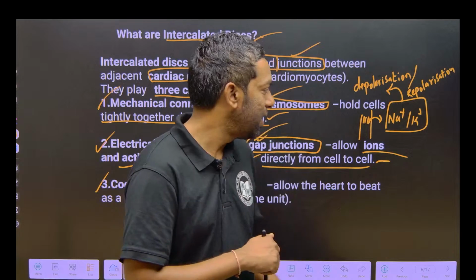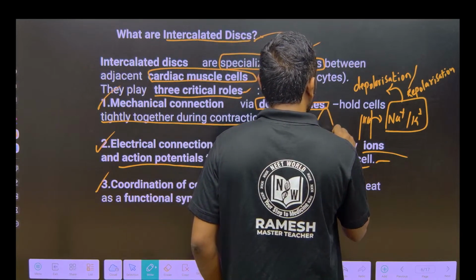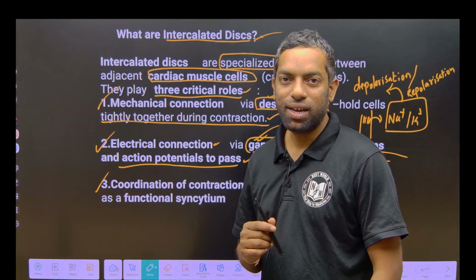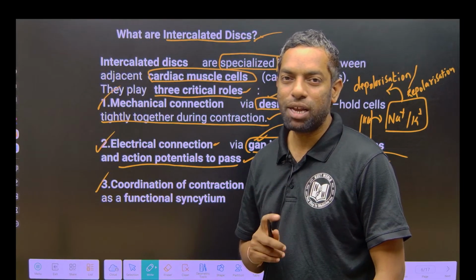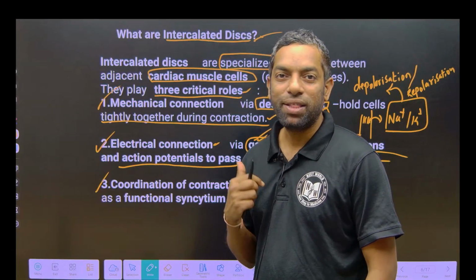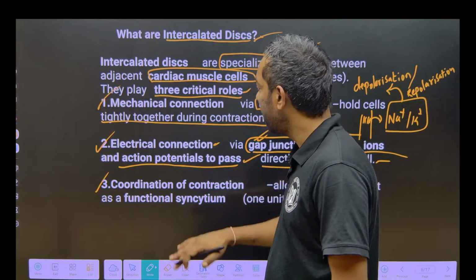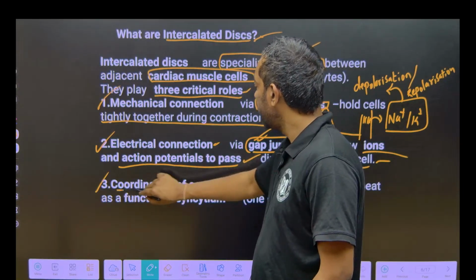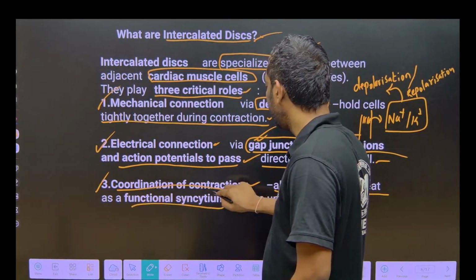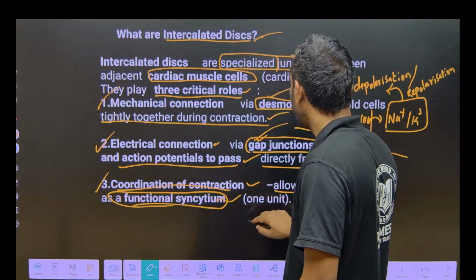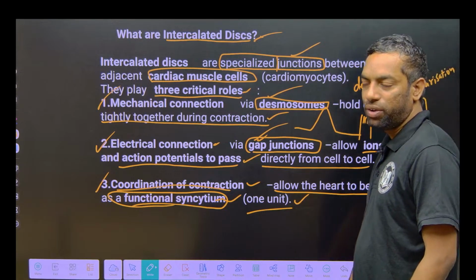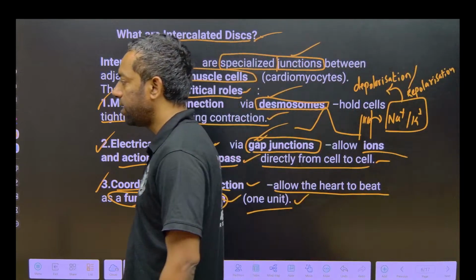Okay, as we know, guys, in the ECG there is the PQRS complex like this. The depolarization and repolarization signals take place through the ion exchange, the sodium potassium pump, where the gap junctions are located. This is the electrical connection. The coordination connection allows the heartbeat to act as a functional syncytium, which is one unit. Guys, I hope you understand this.